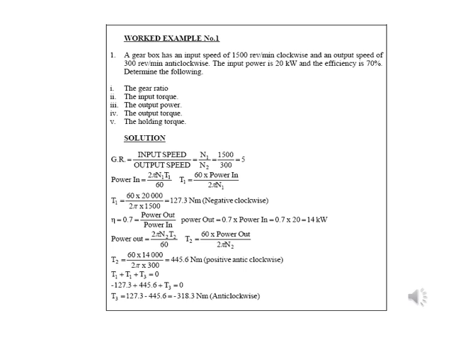For the output torque, you need to use P2 equivalent to T2 times omega 2. So omega 2 needs to be converted so that you can get the output torque T2, which is equivalent to 60 times power output divided by 2 pi N2. So from here, you can get the output torque of 445.6 Nm.